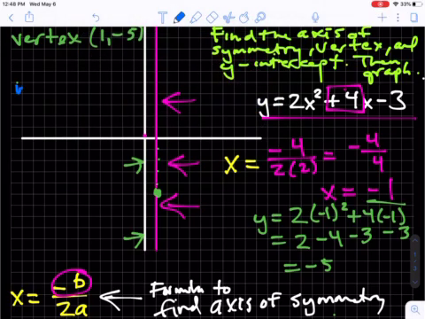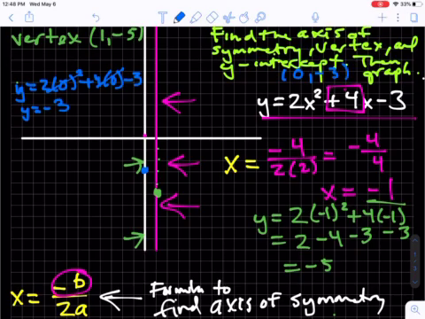We're going to go y equals, and then we're going to put 0 in wherever we see an x. So 2 times 0 squared plus 4 times 0 minus 3. Well, what happens is if you multiply anything by 0, it cancels out. It gets rid of it. So you basically wind up with y equals negative 3. So your y-intercept is going to be negative 3. So your y-intercept would be the point 0, negative 3.